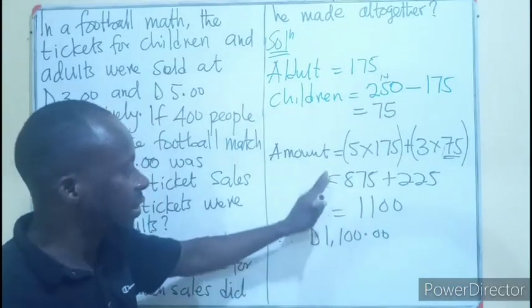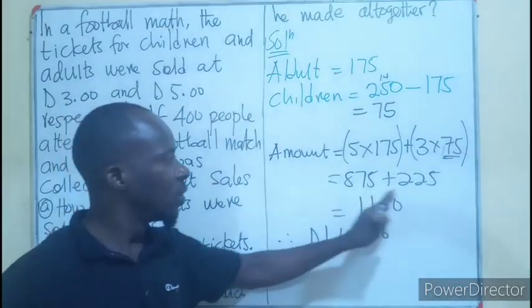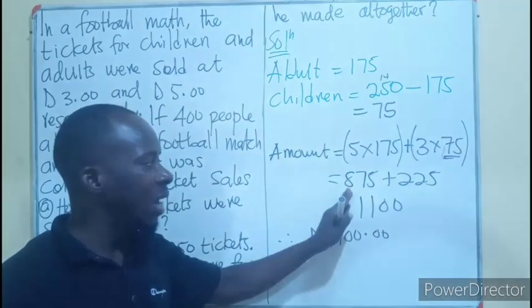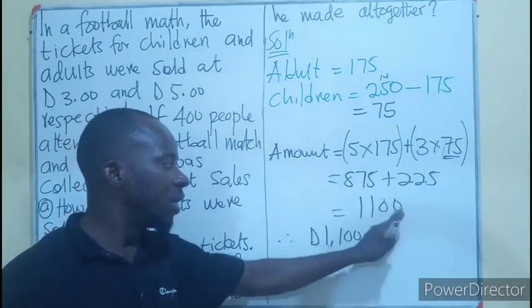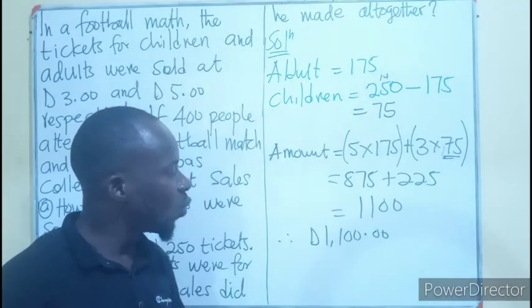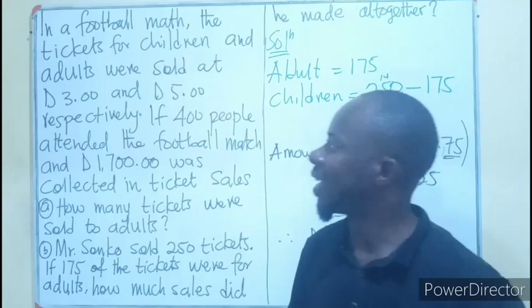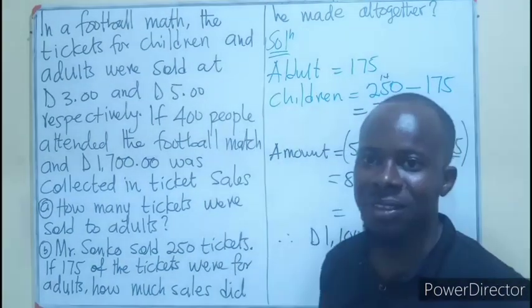That is, selling to children will be 225. Then for the adults, 875. The two together will produce 1,100. I believe the concept is clear in terms of this.